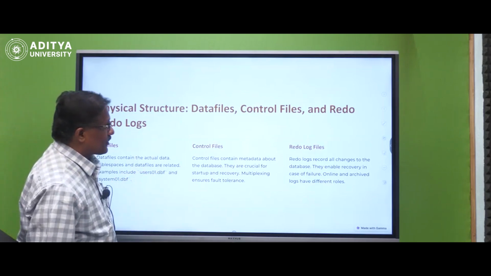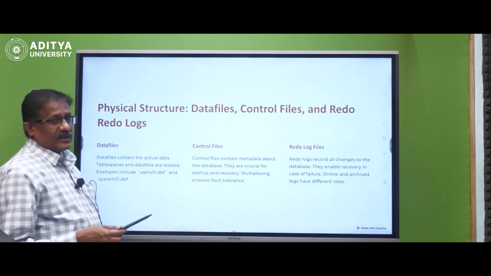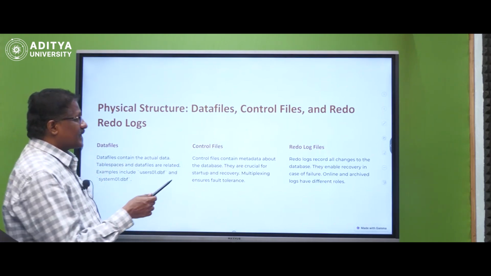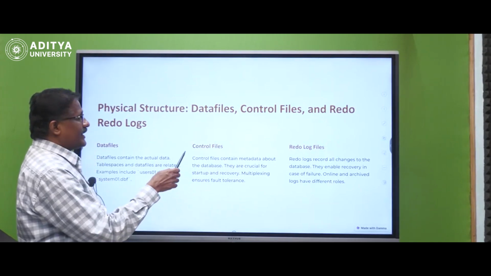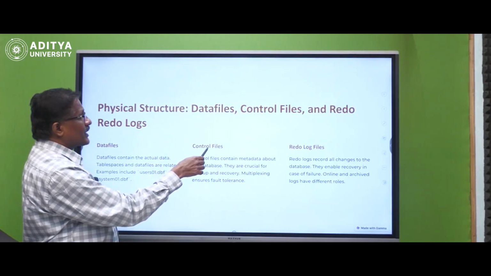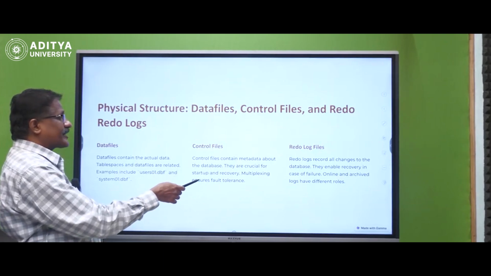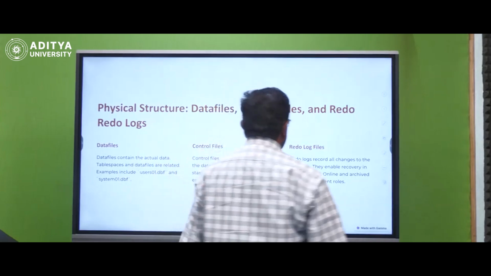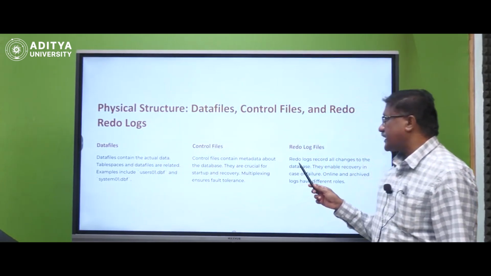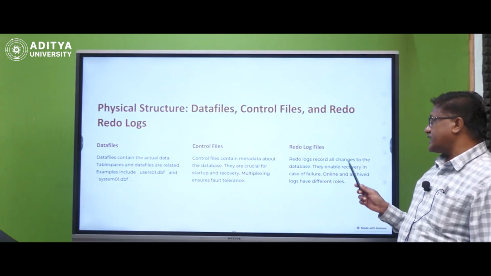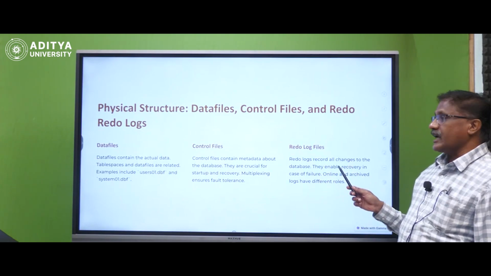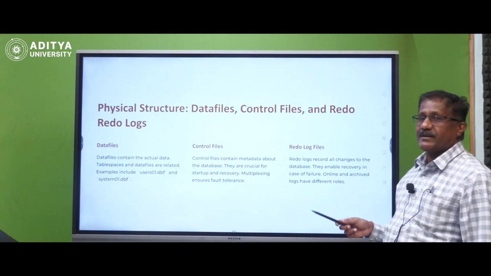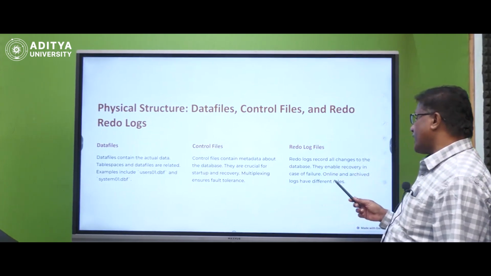Second one is control file. It controls the metadata. Yesterday I told you what you mean by metadata. Data about data is called metadata. That is also stored and it is also contained in the control files. These are crucial for startup and recovery. Multiplexing ensures fault tolerance. The third part is redo logs. They record all the changes to the database. They help us with recovery management. That means in case of any failure, the data can be recovered without any problem.